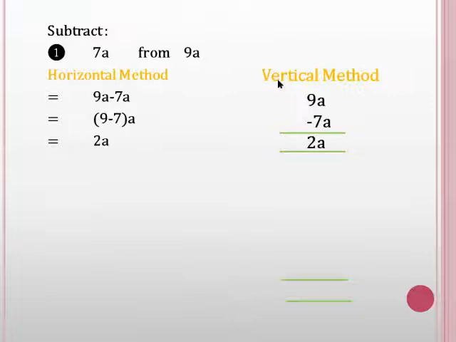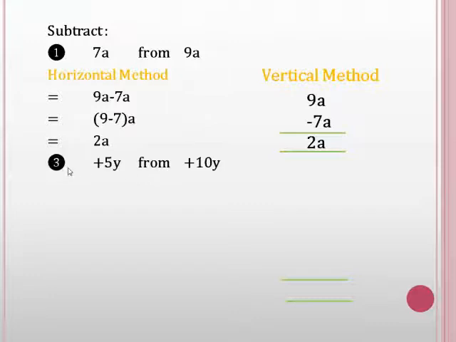Now the same is done in the vertical method. In the vertical way we solve this expression, which means 9a minus 7a, and a is the common variable in both, so we subtract 7 from 9, so we get 2. 9 minus 7, so we have the answer 2a.